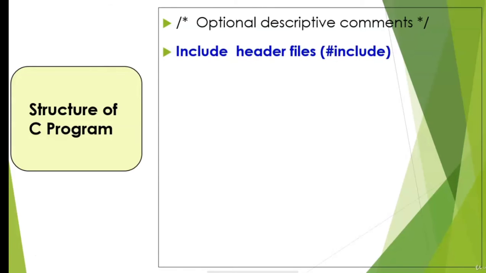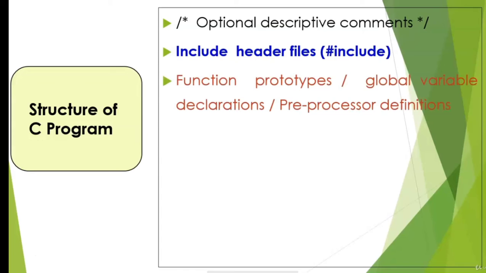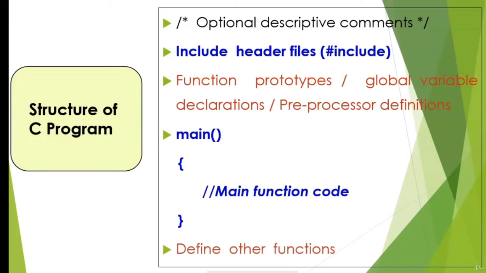Then there is an inclusion of header files using the #include command. It is followed by function prototypes, global variable declarations, and preprocessor definitions if there are any in that program. This is followed by the main function. Note that main is the most important function in the C code, and in curly braces we mention the code of the main function. At the end of the program there is a definition of other user-defined functions. So this is the general structure of a C program.